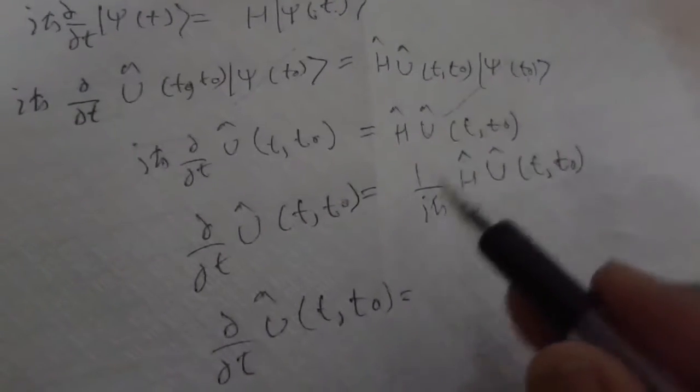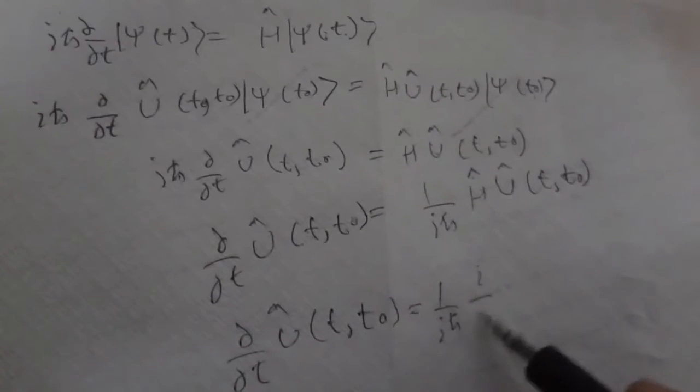If we want to take it to the numerator, we need to multiply and divide by the imaginary number i. Here i squared is equal to -1, so we get minus i over h cut times the Hamiltonian times the unitary operator U of t and t naught. This U of t and t naught depends on the time of the initial and final states of the system. Del by del t U of t and t naught.